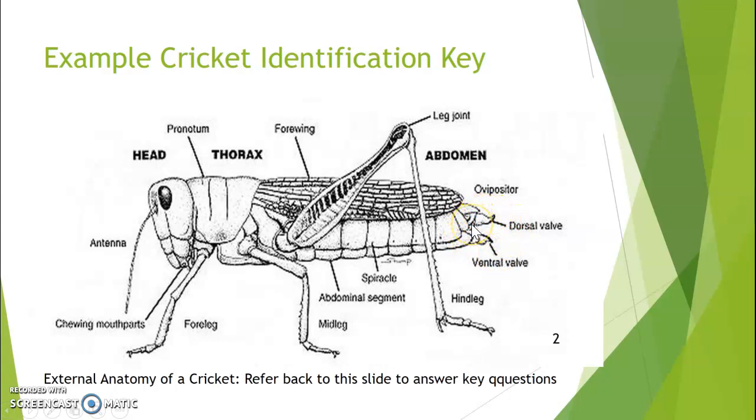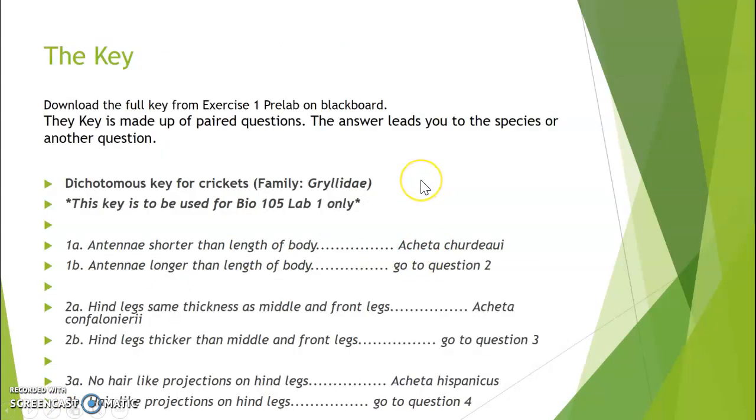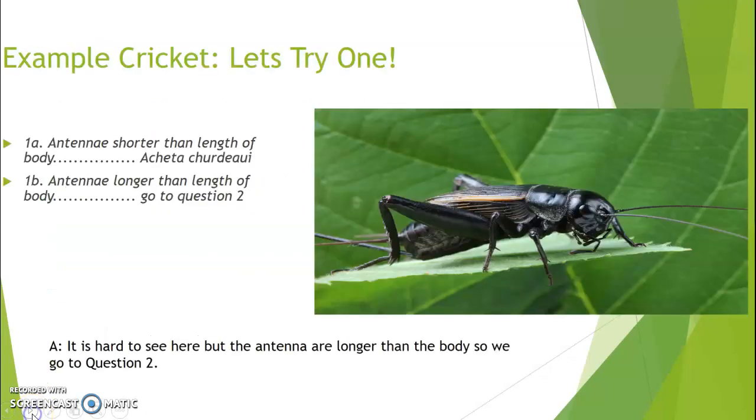Now, in most of the crickets we'll be looking at, the ovipositor comes out of the end of the abdomen in this area, but it is long and sort of needle-like. So you're going to want to get the key from Blackboard, and at the end of this you'll be using it to identify the crickets we'll actually be using in lab. It'll also be handy if you have it and want to follow along as we go through our example. So let's start out.